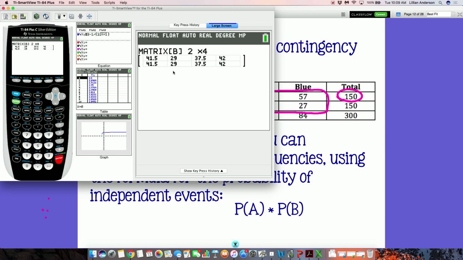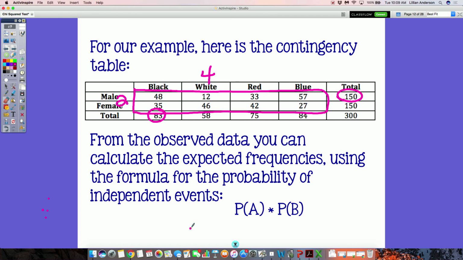Okay? Now we'll talk about the rest of the steps, step 3 and step 4, next class. Okay? But your homework tonight is to start working on the correlation coefficient for your project data.